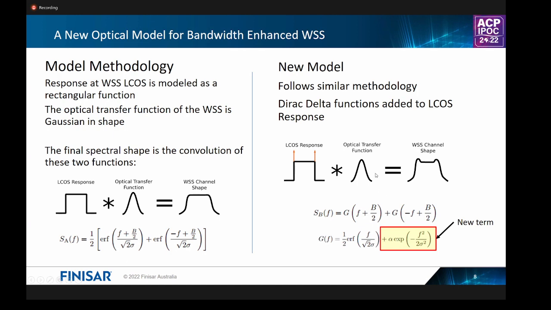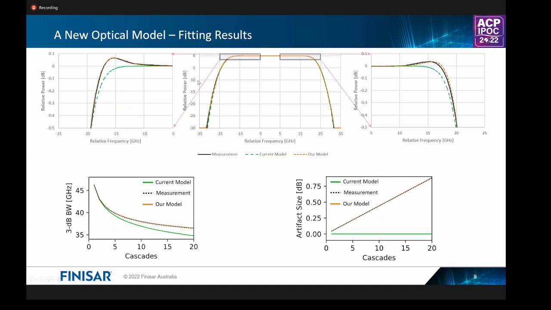So how well does it do? Here, what I'm showing you is the same measurement as before, but in orange, I'm showing this new equation, and we can see that it does a far better job at fitting the measurement. If we do the same predictions with the 3 dB bandwidth with cascades, we see very, very strong agreement with that of the measurement. Likewise, with the artifact size, we can see that this model does a far better job at predicting the artifact size after cascades.